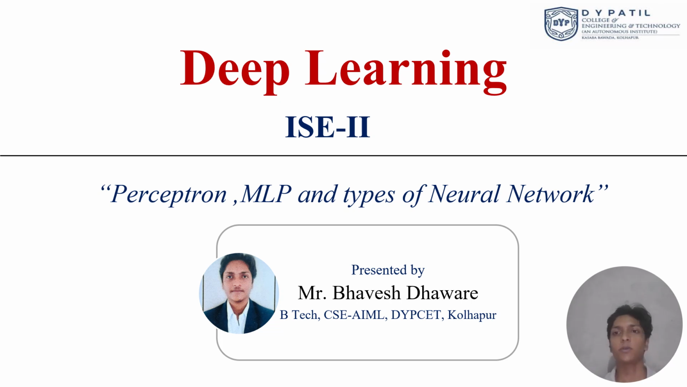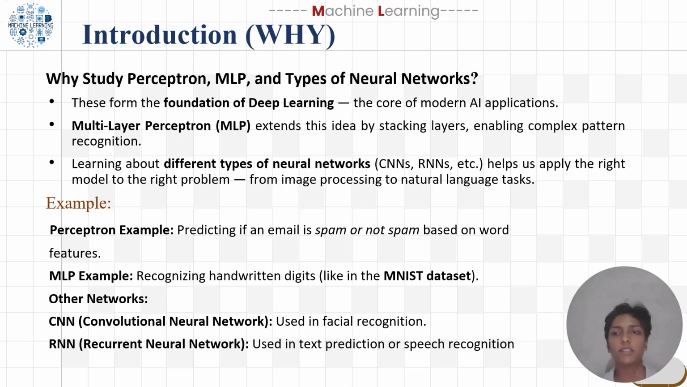Hello everyone. Today I'll be explaining perceptron, multi-layer perceptron and types of neural network. These are the foundation of deep learning, helping machines recognize patterns, make predictions and perform intelligent tasks like image and speech recognition. For example, perceptron predicting if an email is spam or not. For MLP, recognizing handwritten digits. In CNN used in facial recognition and RNN used in text prediction or speech recognition.